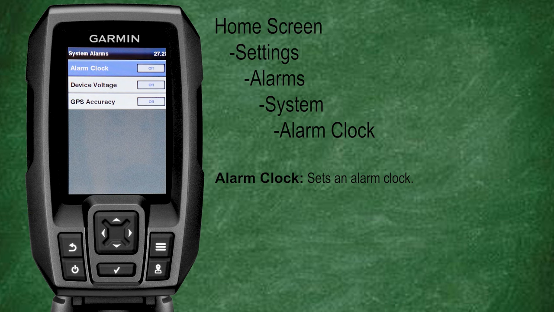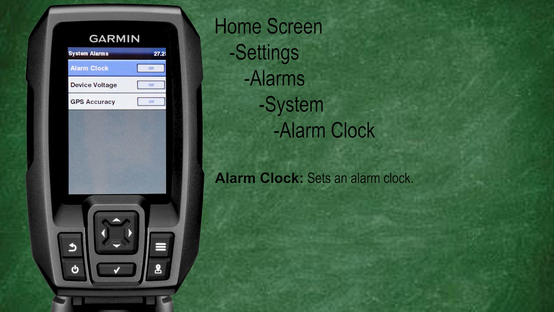Under time format, you can decide if you want your time displayed as a 24-hour or 12-hour clock format. For example, 2 in the afternoon can display as 2 p.m. or 1400. Adjusting the time zone will allow you to adjust the unit for a specific time zone you'll be operating in. The daylight savings selection can be set to auto to allow the unit to adjust for daylight savings time automatically. Next up will be our navigational settings.